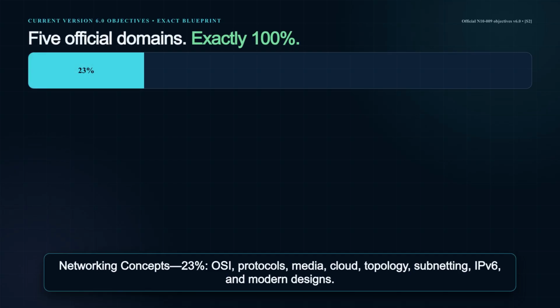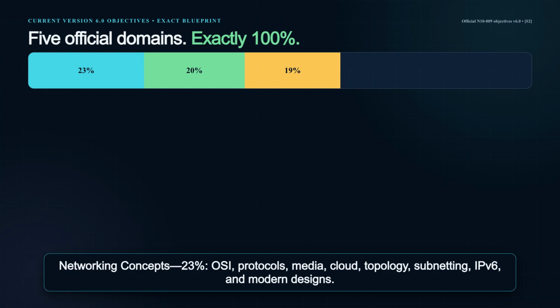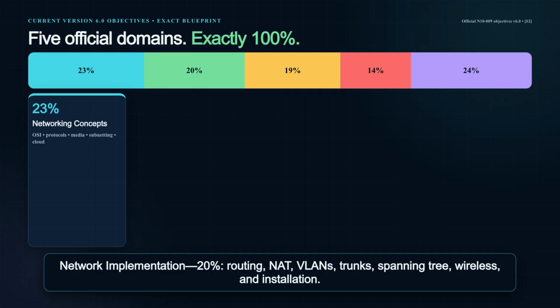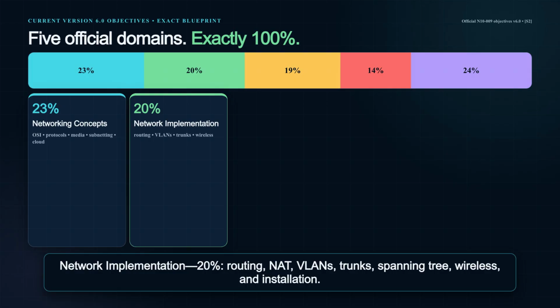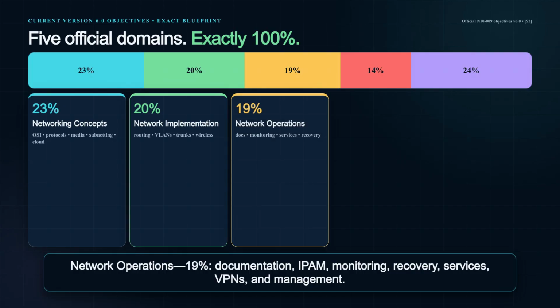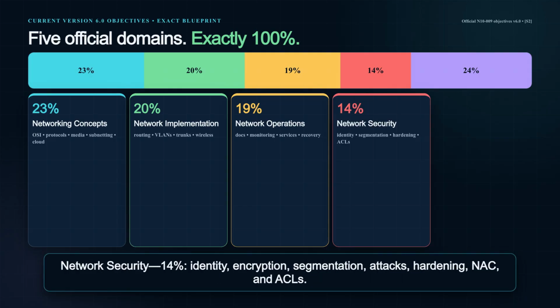Here is the blueprint. Networking concepts is 23%: OSI, ports and protocols, media, cloud, topology, IPv4 subnetting, IPv6, and modern designs such as SD-WAN and infrastructure as code. Network implementation is 20%: routing, route selection, NAT, VLANs, trunks, spanning tree, wireless, and physical installation. Network operations is 19%: diagrams, IP address management, monitoring, logs, disaster recovery, DHCP, DNS, time services, VPNs, and management access.